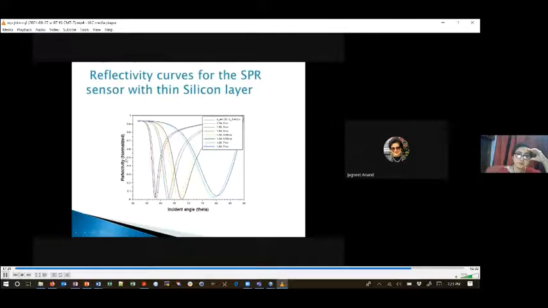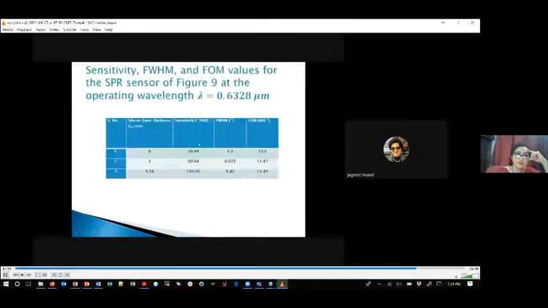And this is again the reflectivity curve versus the incident angle. And it is seen that beyond 4.56 nanometers, the reflectivity curve starts to rise and the full width at half maximum, you can see, broadens. And doing the sensitivity calculation, it is seen that the sensitivity actually enhances for this particular thickness of the silicon layer.